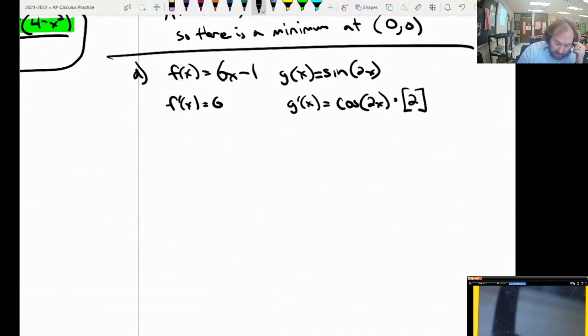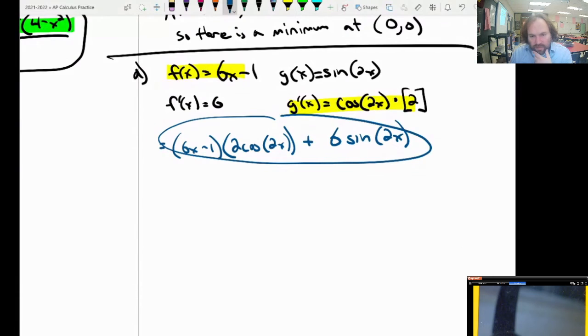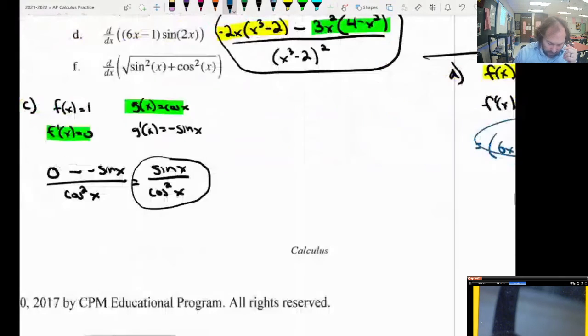So we put it all together. Here's our answer. It doesn't really matter with product rule which order you go in. So we're going to have 6x minus 1 times 2 cosine 2x plus 6 sine 2x. Just like that. Looks complicated, kind of is. You can simplify it, but don't do it. It's not worth it. Question E.